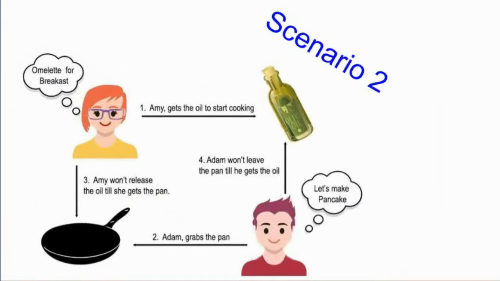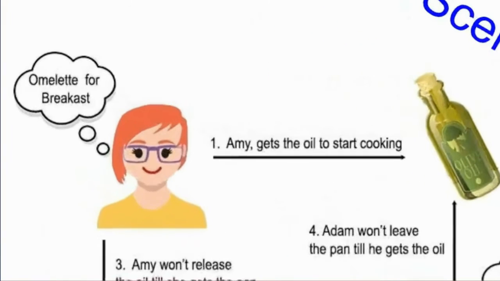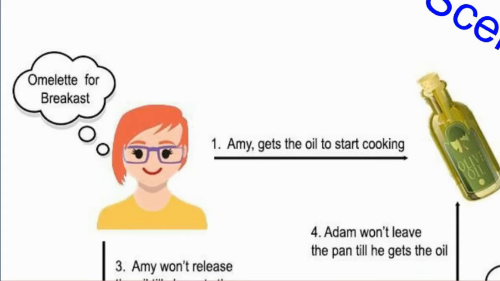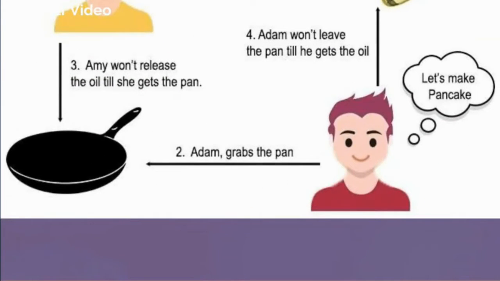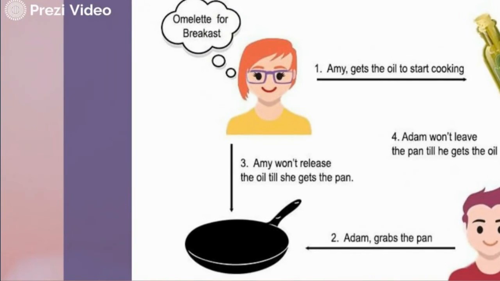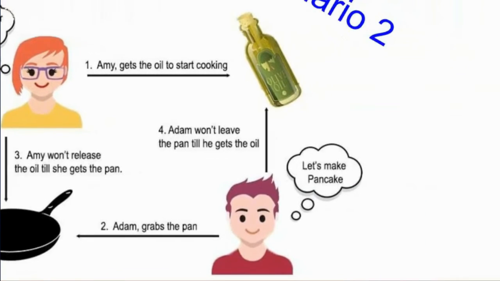Now we go to scenario 2. In this simple scenario, we can understand deadlock even better. Here, Amy is trying to make an omelette for breakfast, and Amy tries to get the oil to start cooking. At the same time, Adam is trying to make a pancake. Adam grabs the pan. Now, Amy won't release the oil till she gets the pan. At the same time, Adam won't leave the pan till he gets the oil. So this situation will create a deadlock. Why? Because Amy needs the pan and Adam needs the oil.